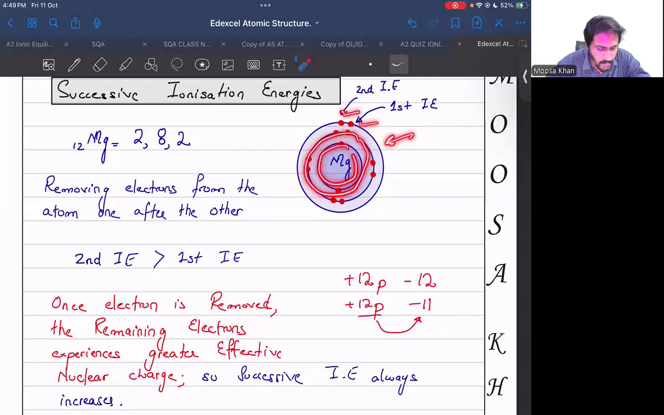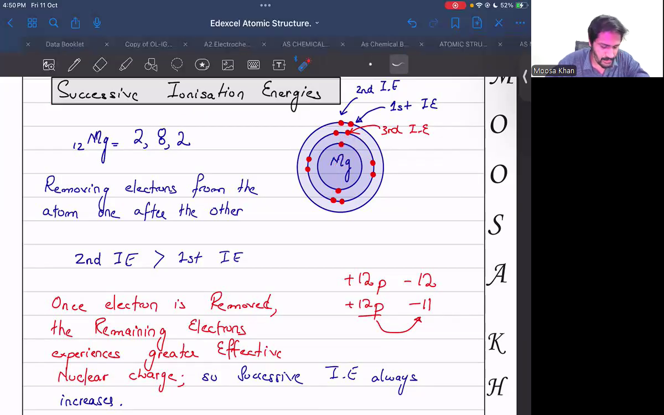However, once you have removed both of these electrons from the valence shell, now the third electron that you're going to remove is in the inner shell. It is in the third shell, right? So this electron of the third shell is actually closer to the nucleus. Secondly, and the important reason, it experiences lesser shielding effect. So if any electron experiences a lesser shielding effect, it means it becomes more difficult to remove it.